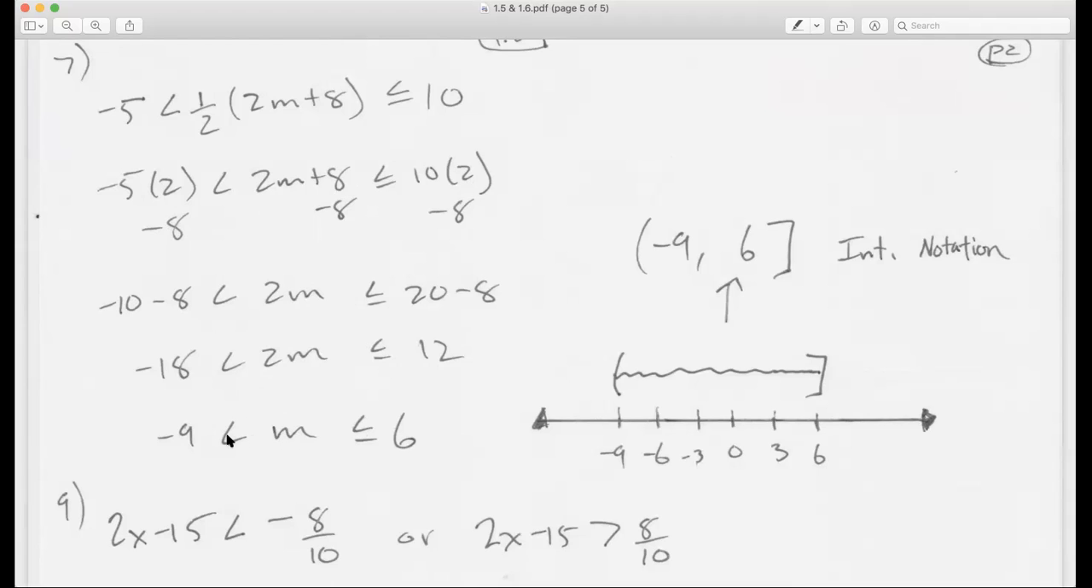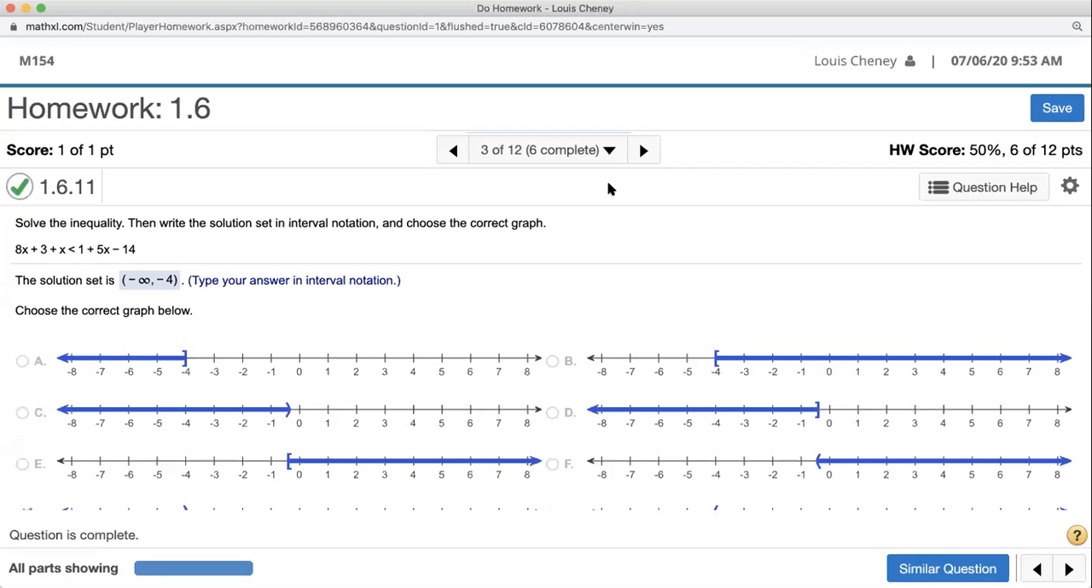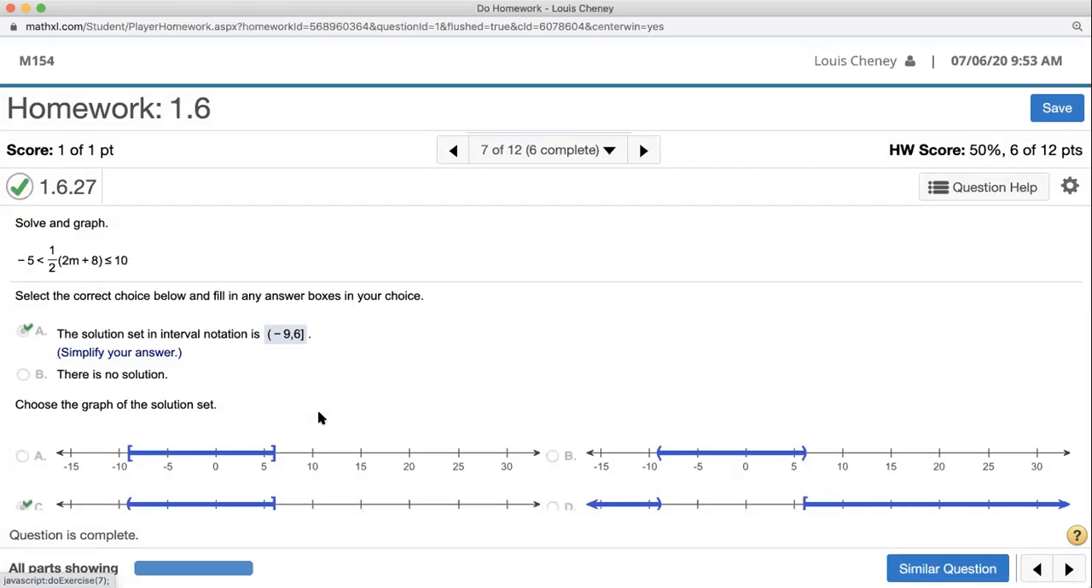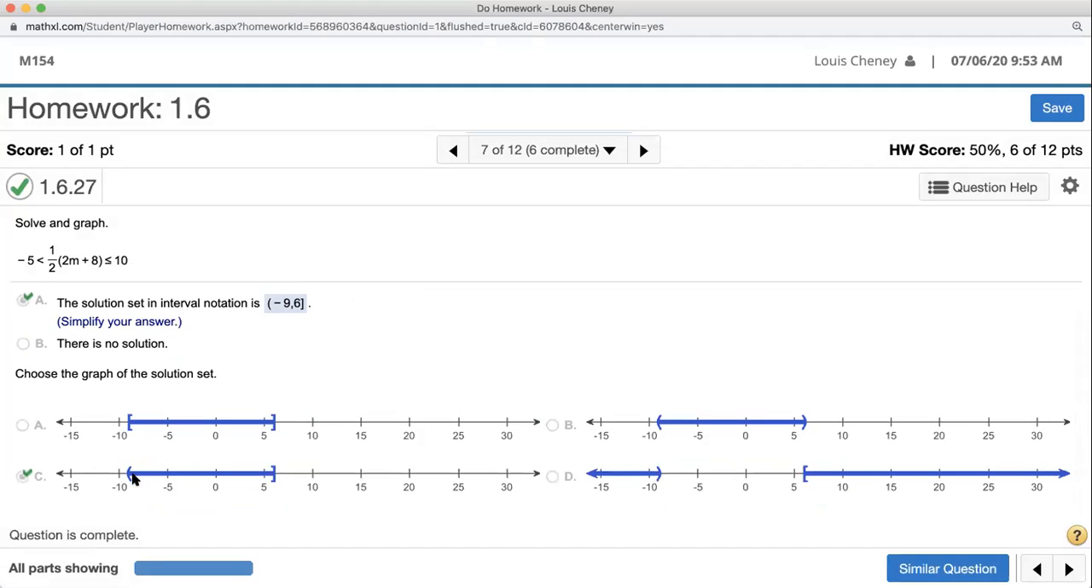Notice this is less than, so I have parentheses. This is less than or equal to, so I have bracket. Graphing, it looks like this. Okay, so believe it or not, we're on 7, and that's the solution here. They're asking you to select the correct graph, and this is what it will look like in Pearson. Again, you can look here if you need more help.